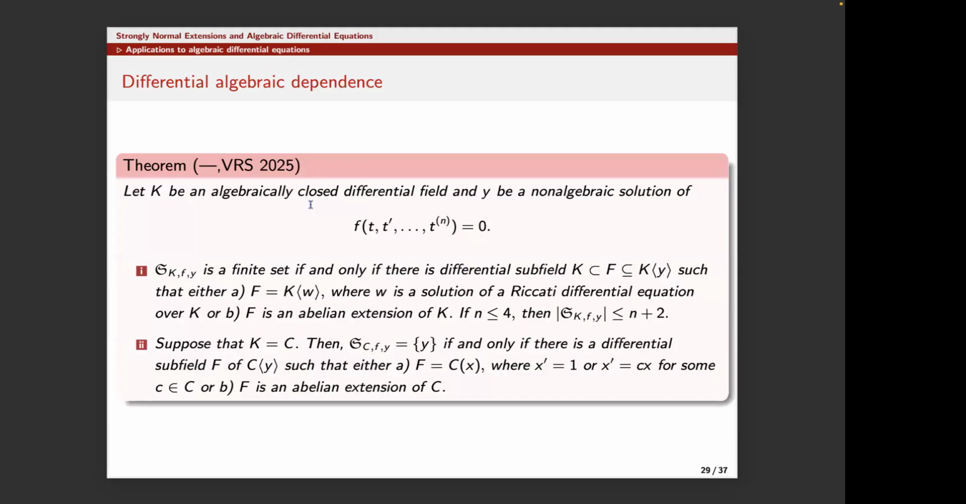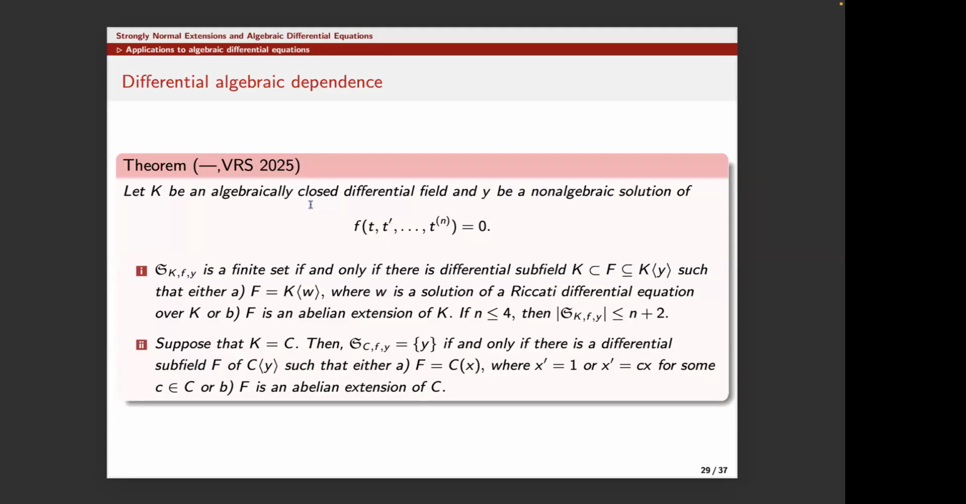So let K be an algebraically closed differential field and y be a non-algebraic solution of this algebraic differential equation. Then this set S K F Y is finite if and only if the solution field Ky contains a differential subfield which is either generated by a solution of a Riccati differential equation or it's an abelian extension of K. And if the order of the equation is less than or equal to 4, then we have a bound on the cardinality of this set, which is less than or equal to n plus 2.